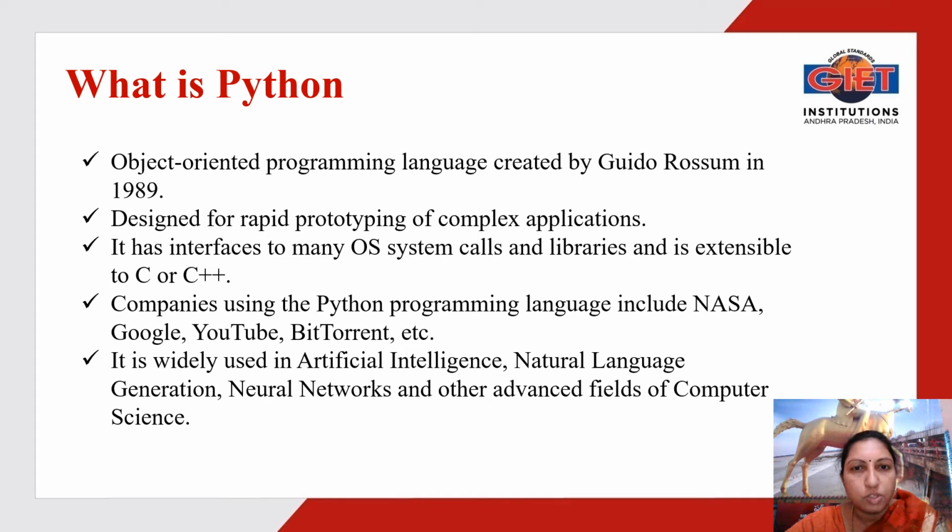Python is an object-oriented programming language created by Guido van Rossum in 1989. It was designed for rapid prototyping of complex applications. It has interfaces to many OS system calls and libraries and is extensible to C or C++. Many big companies like NASA, Google, YouTube, BitTorrent, etc. are using the Python programming language. It is widely used in artificial intelligence, natural language generation, neural networks, and other advanced fields of computer science.